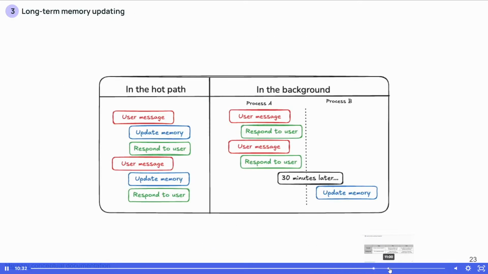This one is in the hot path of the application. I'm interacting with it, a user message comes in, a memory is updated, the chatbot responds, and so forth. That's exactly how the to-do app that we just showed works. Now, alternatively, you also can abstract the memory creation entirely away from the user. It can be a separate process that runs some period of time later.